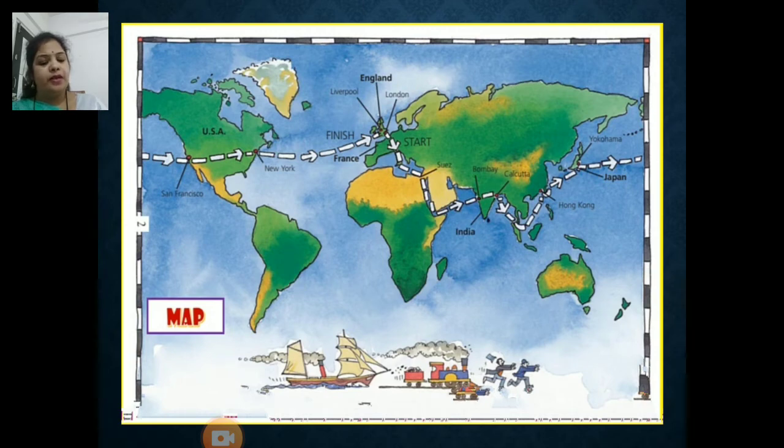Students, here is a complete map with the help of which you can get an idea of how Phileas Fogg completed his whole journey within the span of 80 days.